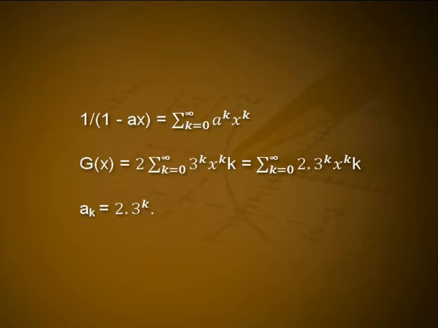Using the identity 1 by (1 minus ax) is equal to summation k equal to 0 to infinity a raised to k into x raised to k, we have G(x) is equal to 2 into summation k equal to 0 to infinity 3 raised to k into x raised to k, that is equal to summation k equal to 0 to infinity 2 into 3 raised to k x raised to k. Consequently, a_k is equal to 2 into 3 raised to k.